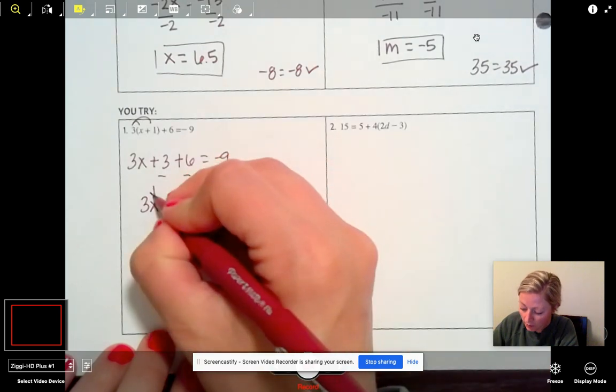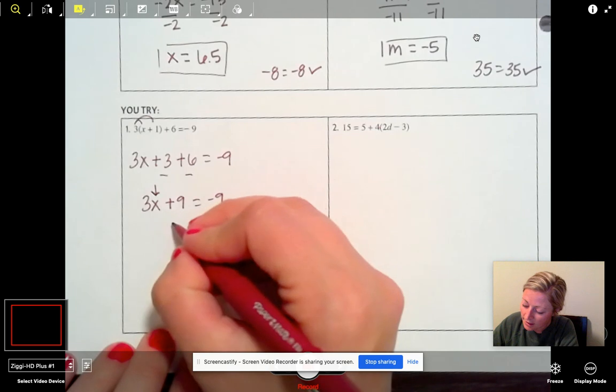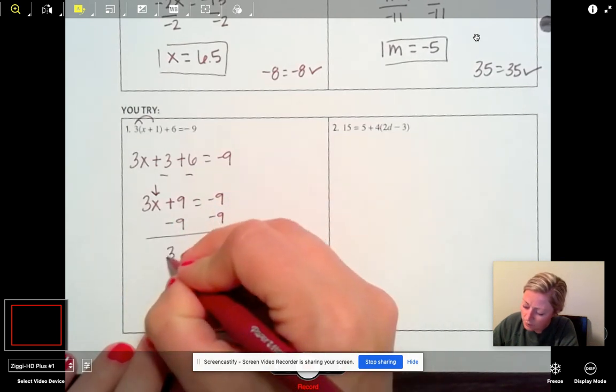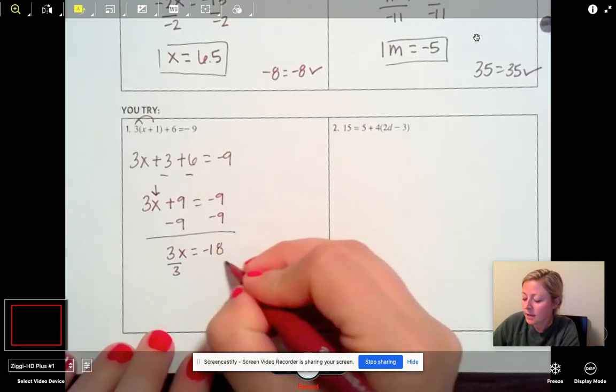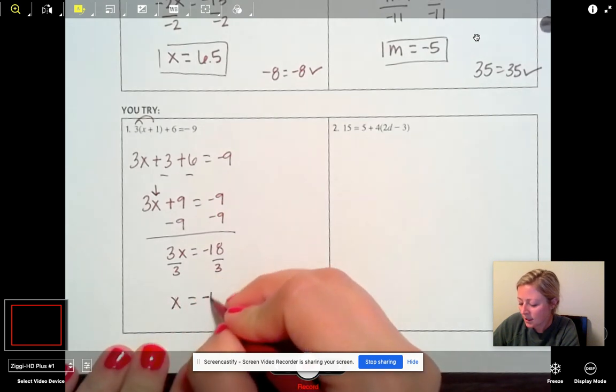Remember, our goal is to get our variable all by itself. So I got to get rid of that plus 9. How do you undo plus 9? You subtract it. Divide by 3. Divide by 3. X equals negative 6.